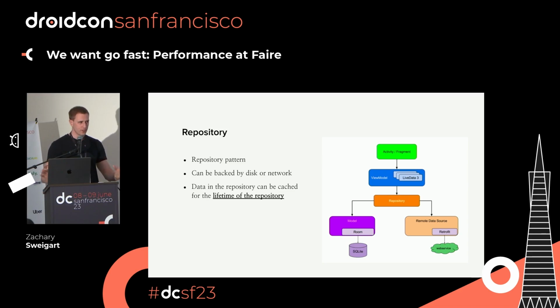So where does this fit into caching? You might have seen this diagram for the repository pattern. And a repository is simply an object that is used to coordinate getting data from different data sources. This can be backed by network or disk, but the repository itself can be viewed as a cache on top of whether you're using network or disk data. And any data that you keep in the repository will stick around for as long as the repository exists.